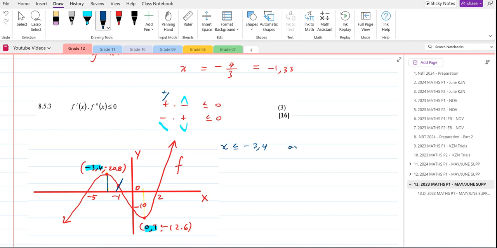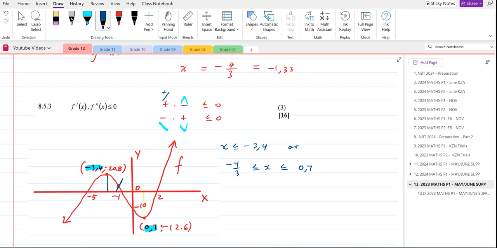Or, what's the second answer? We want concave up and decreasing. Concave up and decreasing is from here. So that point was minus 4 over 3, less than or equal to x, less than or equal to 0.7. Right, so I hope you guys understood that.